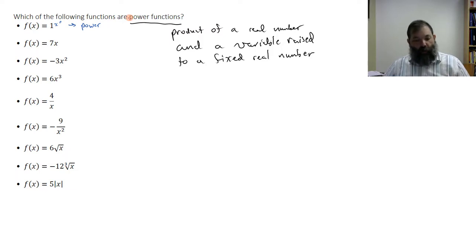Our second example, we have the function 7x. Well, remembering our rules for exponents, any variable is the same as the variable raised to the first power. So 7x to the first is the same as 7x. And now again I have a product of a real number, 7, and a variable, x, raised to the fixed real number, 1. This is a power function.